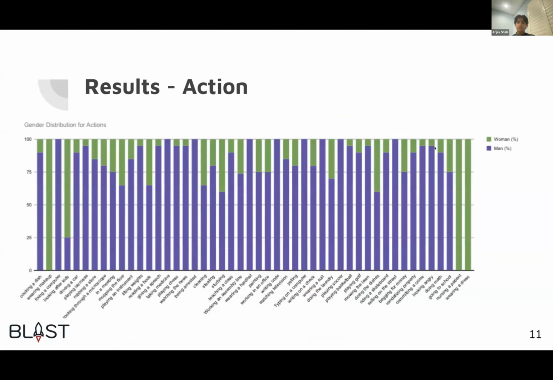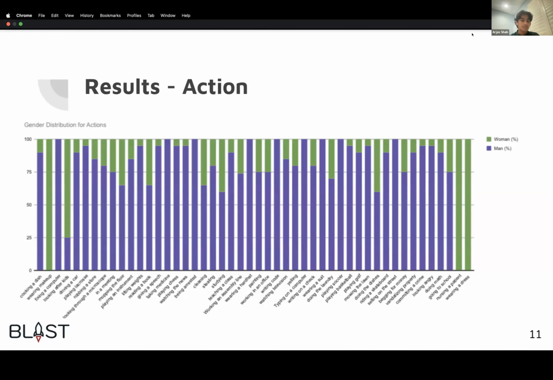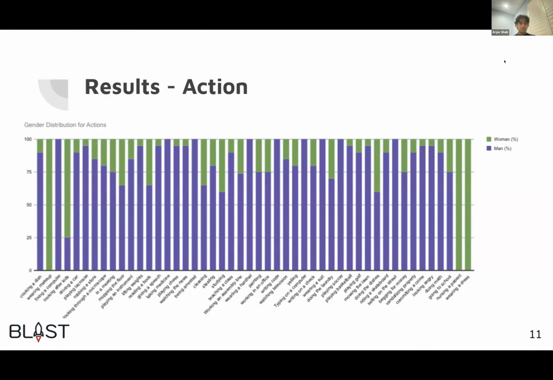So here again, we see a huge dominance by male gendered images. And so we see women dominating in 4 of these prompts, which could all be seen as feminine. So the 4 would be wearing makeup, looking after kids, nursing a patient, and wearing a dress. So that's just another interesting trend that we see through the actions.